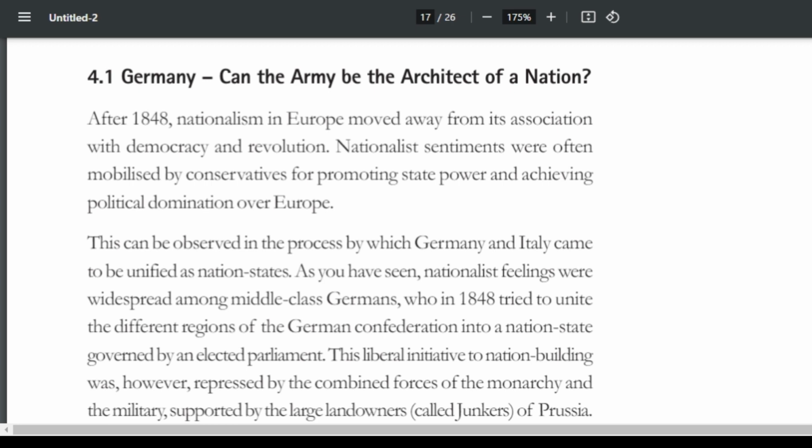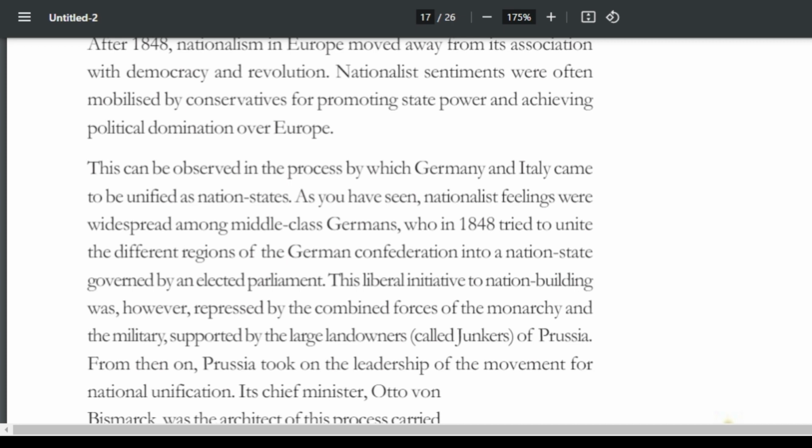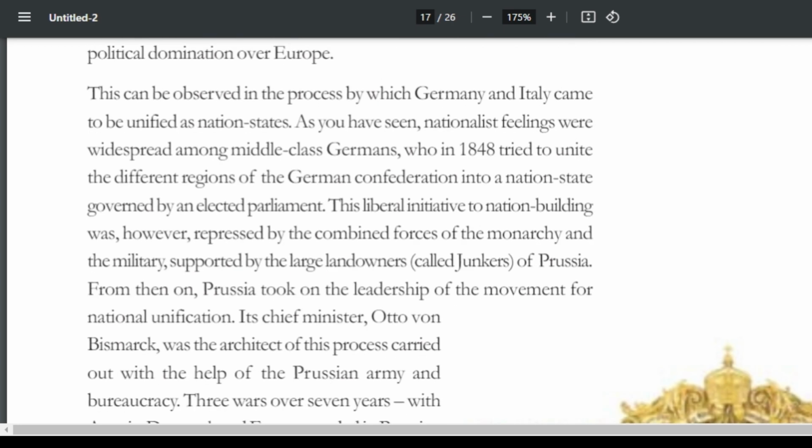As you have seen, nationalist feelings were widespread among middle class Germans who in 1848 tried to unite the different regions of the German Confederation into a nation governed by an elected parliament. This liberal initiative to nation building was, however, repressed by the combined forces of the monarchy and the military, supported by the large landowners called Junkers of Prussia. From then on, Prussia took on the leadership of the movement for national unification.